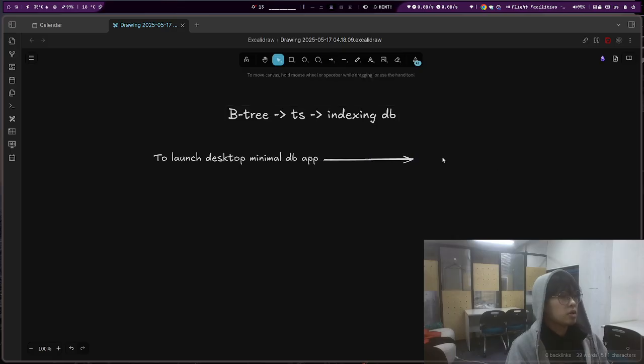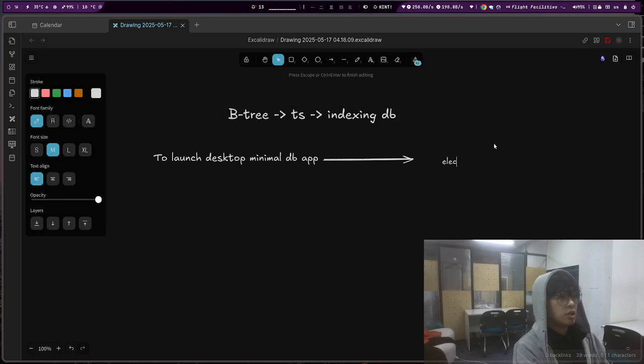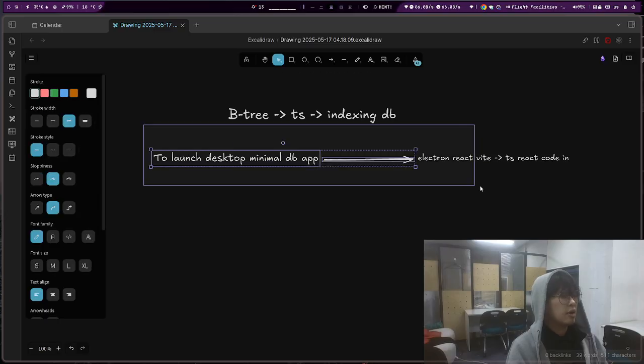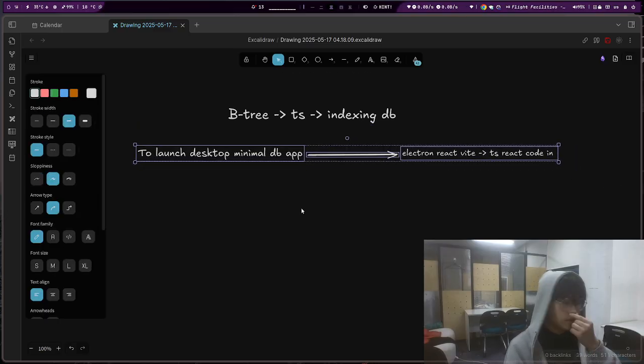But the reason that it works is because Electron supports React. So basically, I can use my TypeScript with the React code in Electron, which is a framework for developing the desktop app.